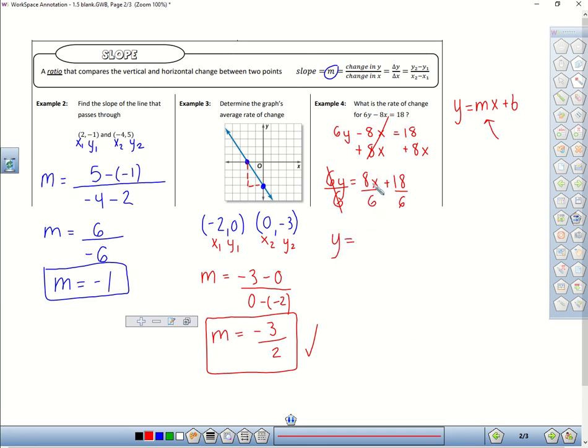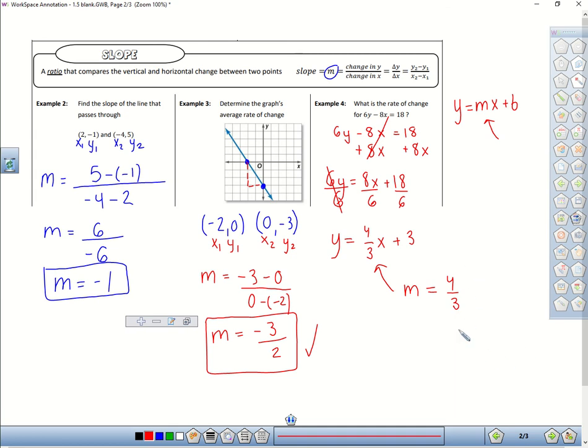Now, this is a fraction. Well, it's an improper fraction, but I'm going to reduce it. I can divide the numerator and denominator by 2. That leaves me with 4/3 x plus 3. So it looks like my rate of change, or my slope, is equal to 4/3.